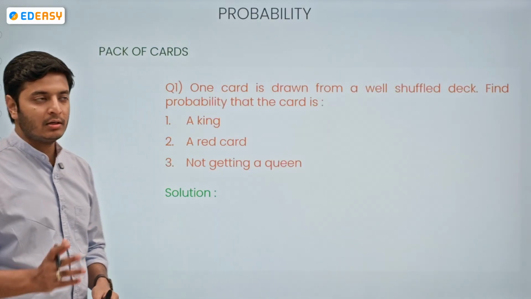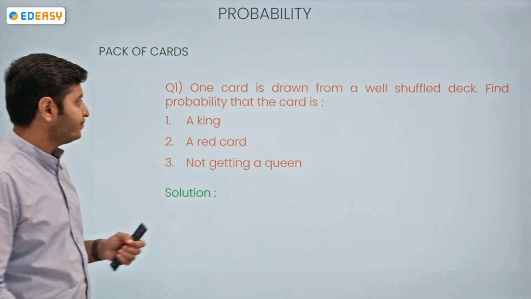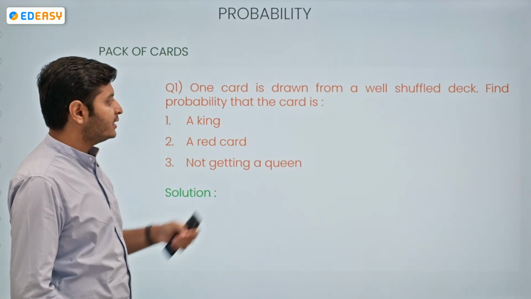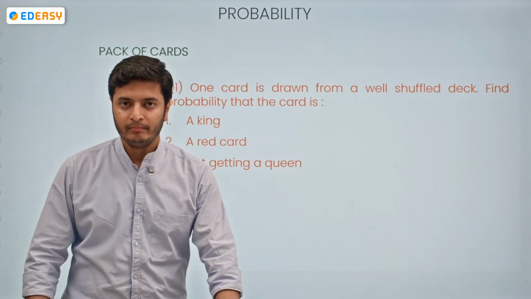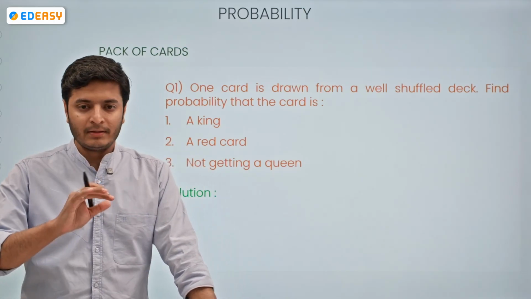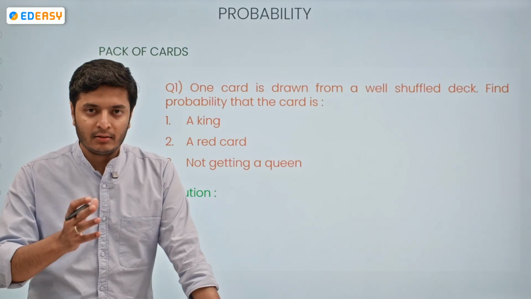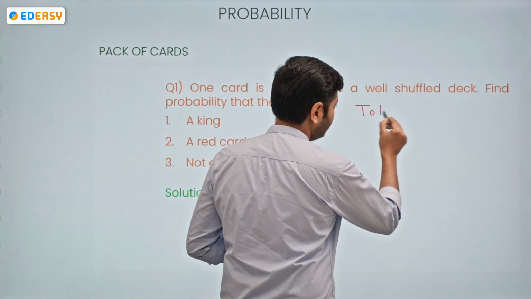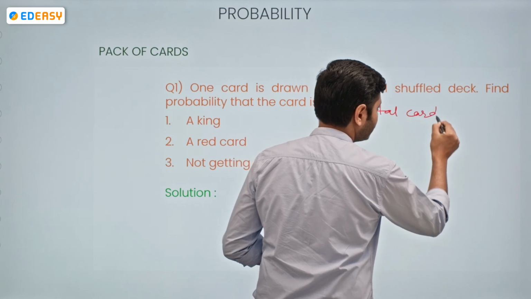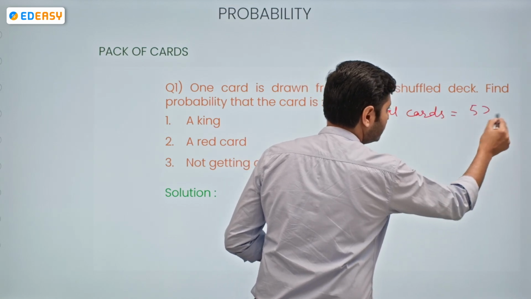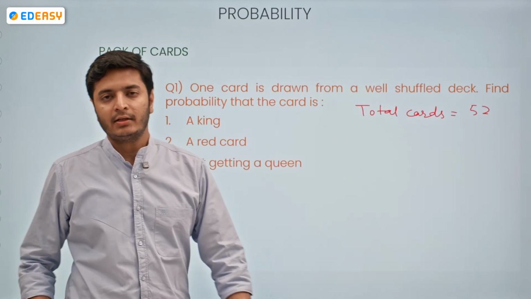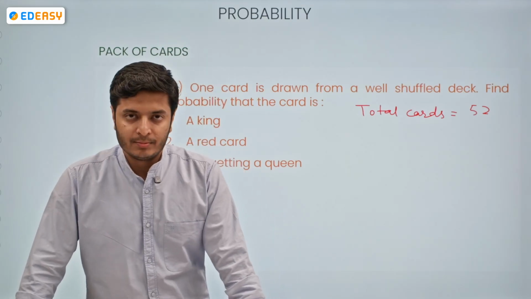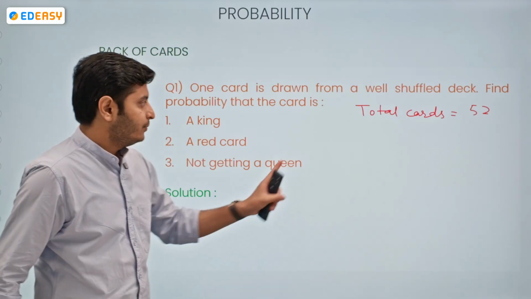Problem number 1, based on a pack of cards. One card is drawn from a well shuffled deck. Find the probability that the card is a king. Now, if a deck is well shuffled and it is a full deck, then the total number of cards is 52. Why am I writing total cards here? Because total cards is also the total number of outcomes, correct? 52.